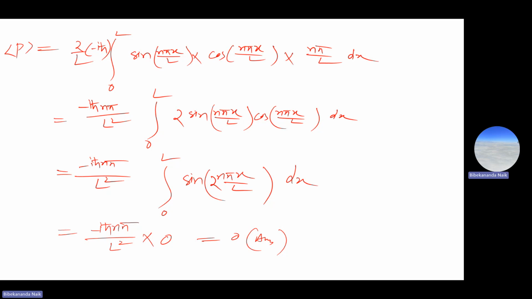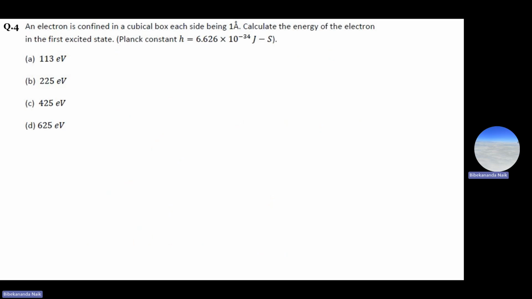So in any state, the total or the average value of the momentum will be 0 for the particle. Okay, so then go to the next question.